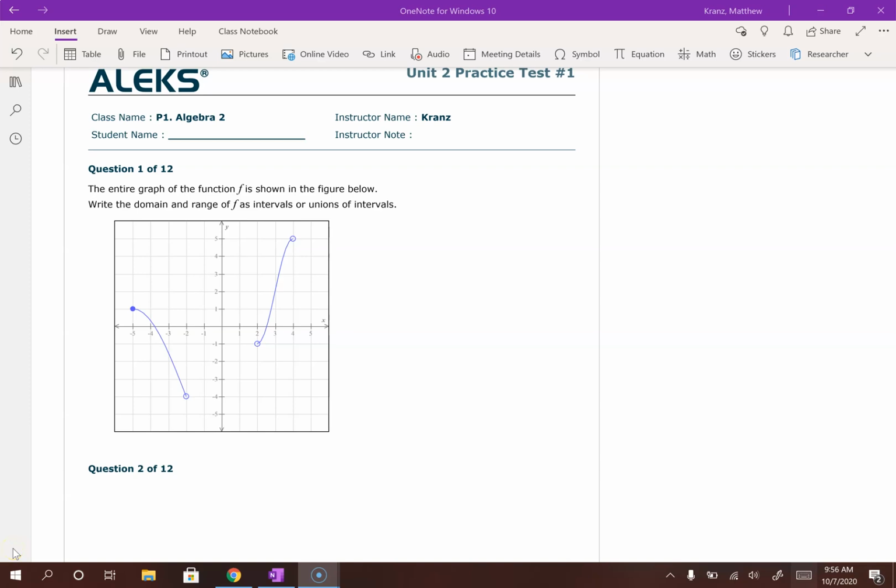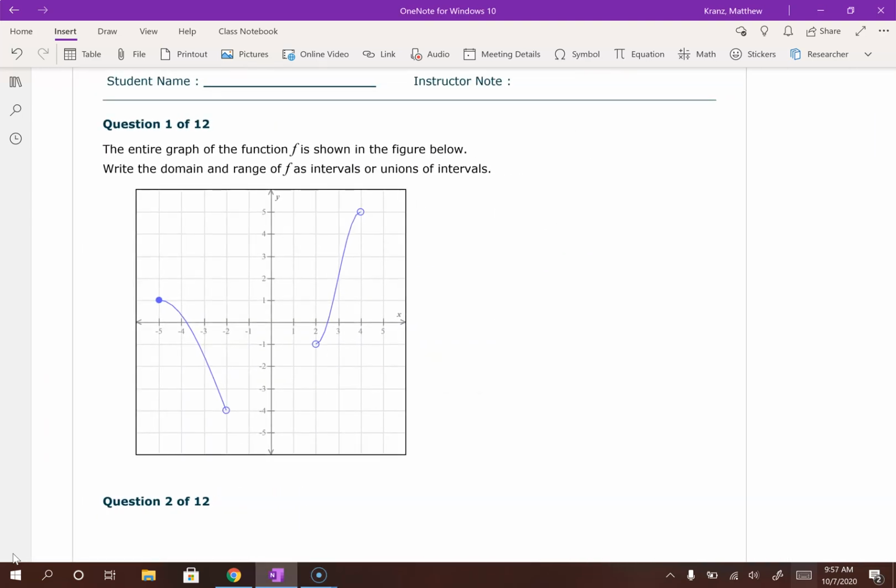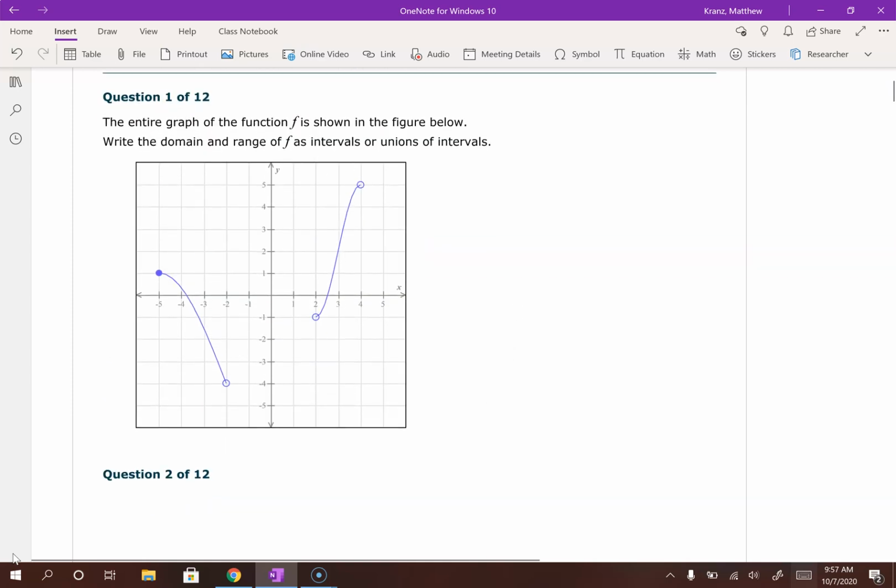Hi everyone, and this is the Algebra 2 Unit 2 review. So I'm going to go through these problems. I'm doing the paper version of it, but it works kind of the same, and I'll explain as we go.